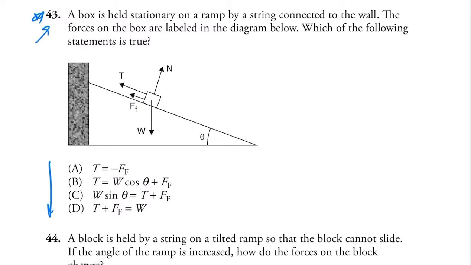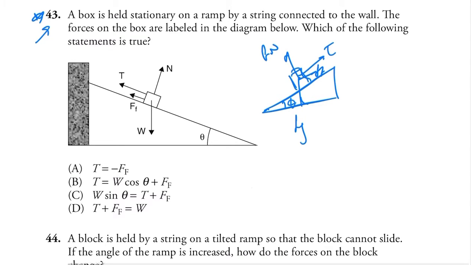So to do this, I'm just going to draw my own version of the block. So here's the block. There's going to be, of course, FG downwards. They name it W, doesn't really make much difference. There's FF here, and there is the FN, which is the normal force. So let's see which one of these is true. So let's start with the first one.